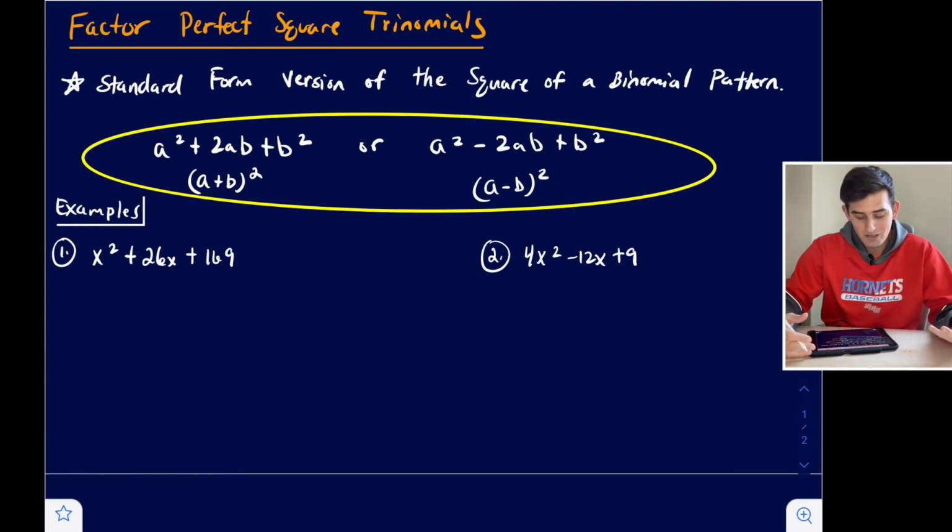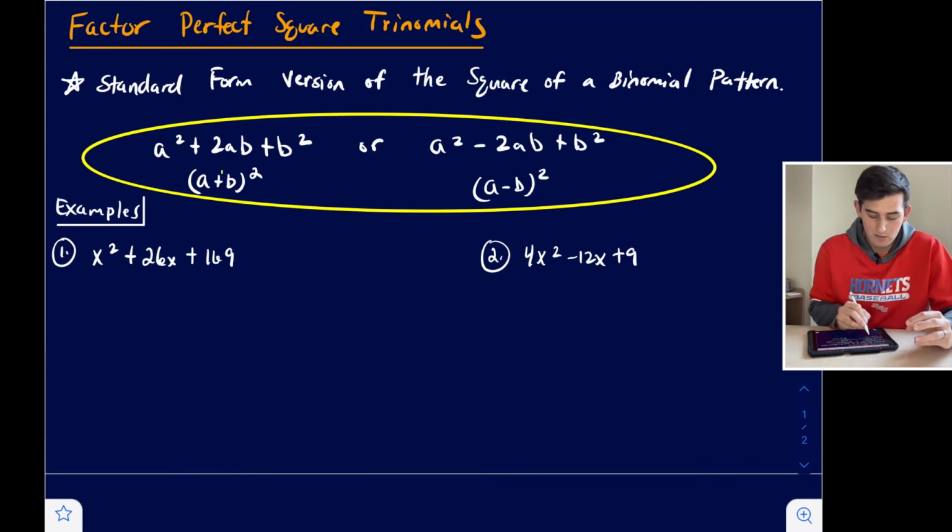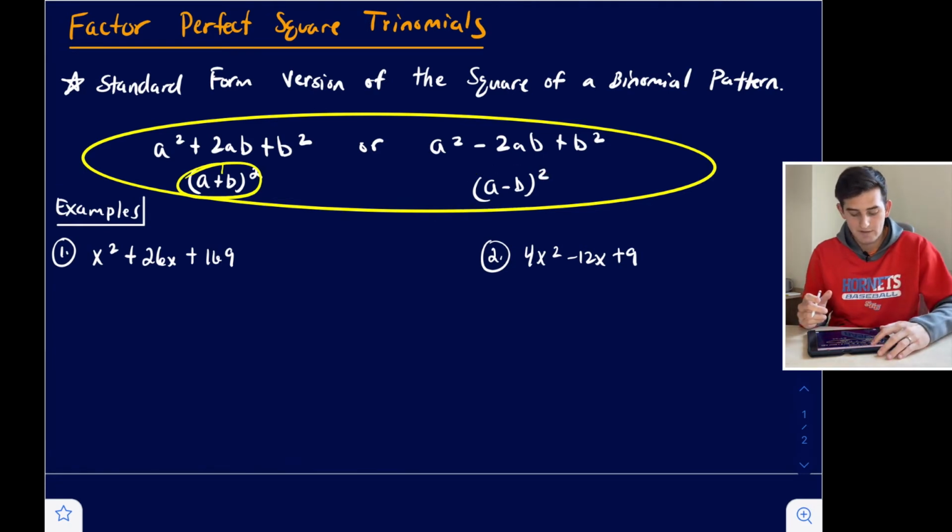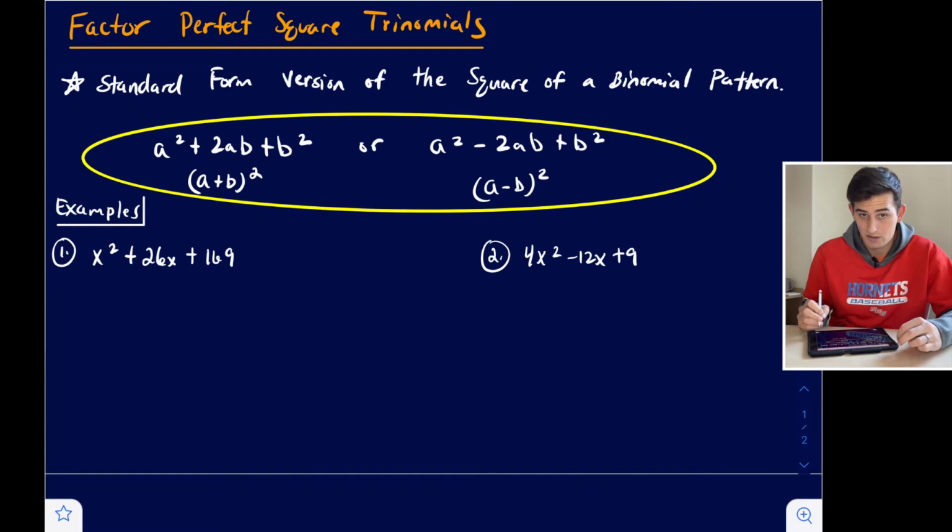And remember, once again, we have two different types of square of a binomial pattern, one with addition, so plus 2ab, and one with subtraction, minus 2ab. So the only difference here is that we could have (a plus b) squared, or we could have (a minus b) quantity squared. We just have to take a look at what our sign is in our trinomial.